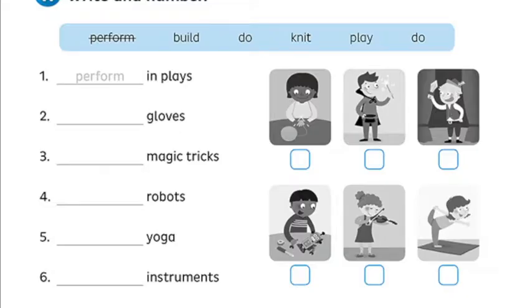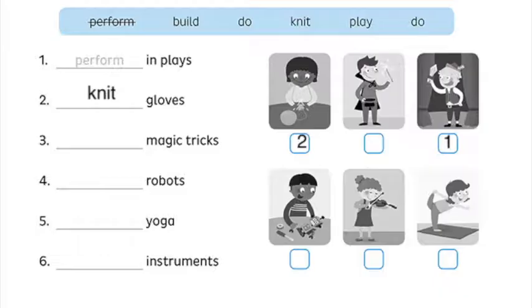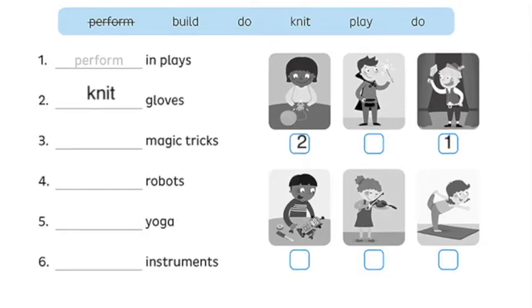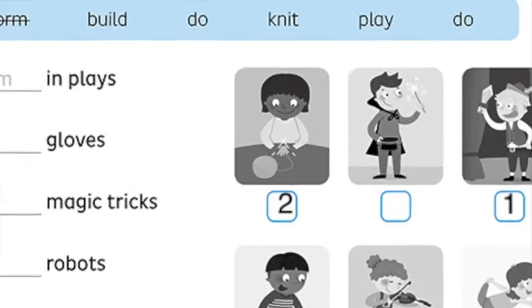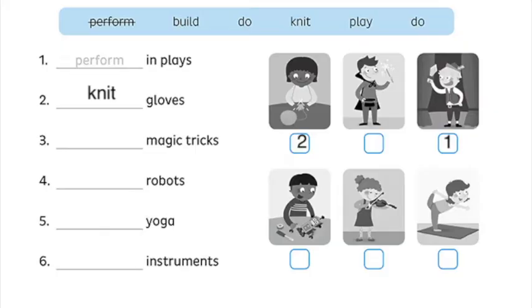Number 2, blank gloves. What can you do with gloves? And if you remember, in the knitting club, you can knit gloves. So number 2 would be knit gloves. And this picture here would be number 2. Knit gloves. All right. So you knit gloves in the knitting club. Okay, let's go on to number 3.